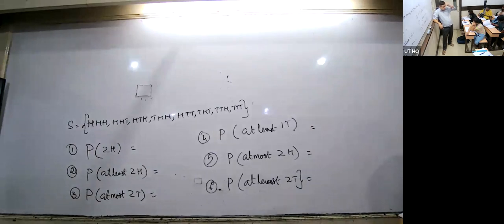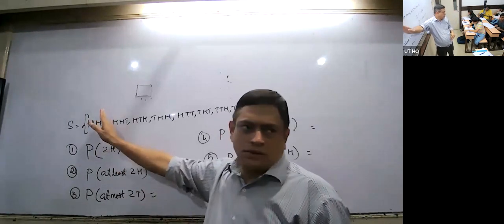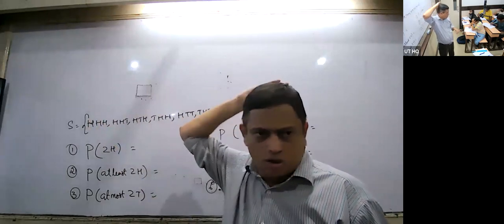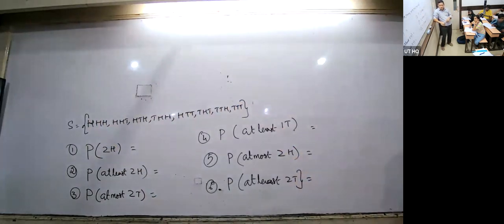Okay, next one. Fourth one, Akansha. Seven by eight. At least means minimum 1 tail. Minimum 1 tail means it can be 1 tail, can be 2 tails, can be 3 tails. That is coming as 7 by 8. Okay, next. At most 2 heads, that also is 7 by 8.